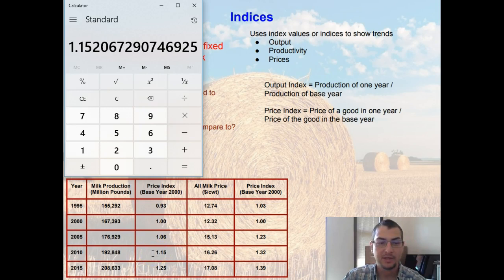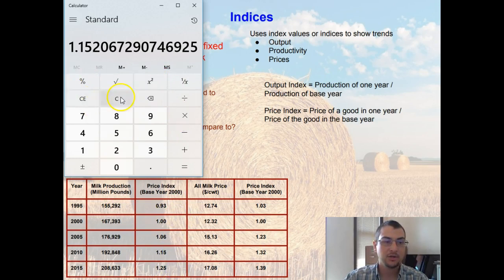So what does that mean? It means we produced 115% in the year 2010 of what we did in the year 2000. Meaning we produced 15% more million pounds of milk in the year 2010 as compared to the year 2000. And then you can do that for all of these numbers and get all of these indexes.